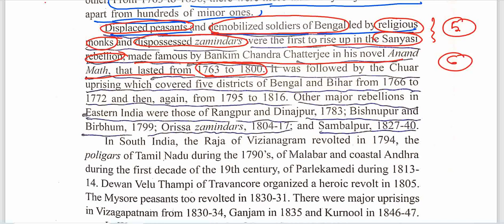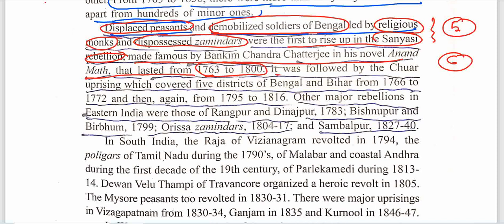Numerous questions can be framed from these two or three lines. Who rebelled? Displaced peasants, demobilized soldiers of Bengal, religious monks, and dispossessed zamindars. The Sannyasi rebellion, its timing, who wrote Anandamath. This can be very important.